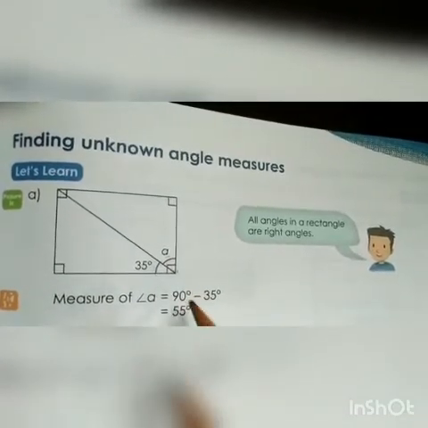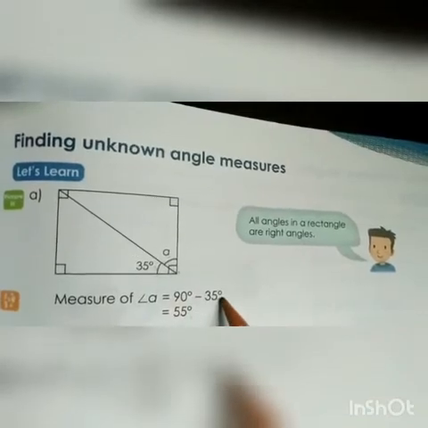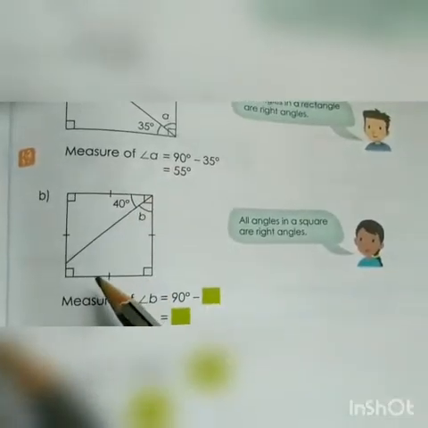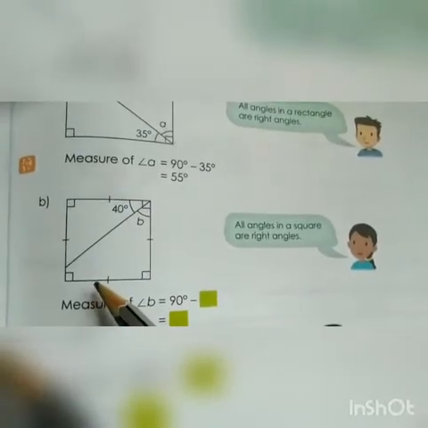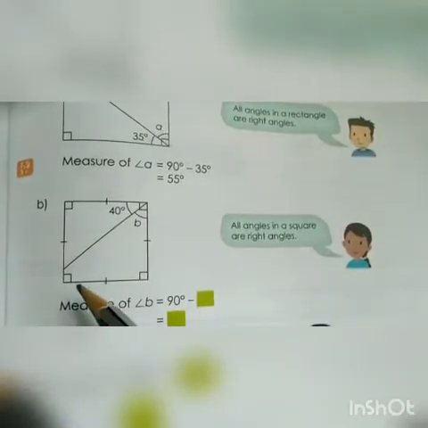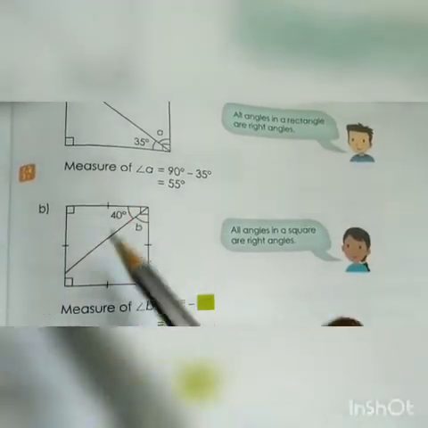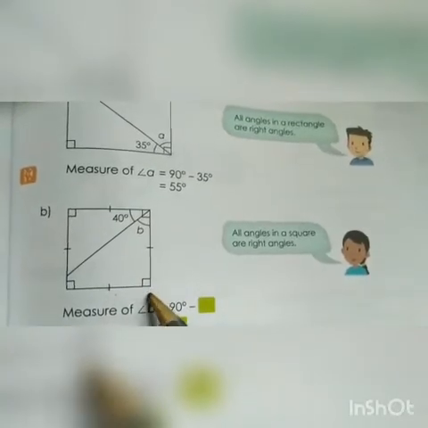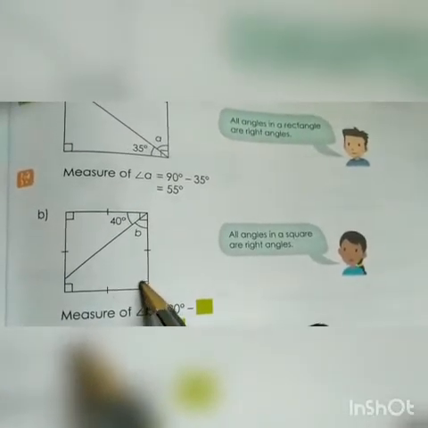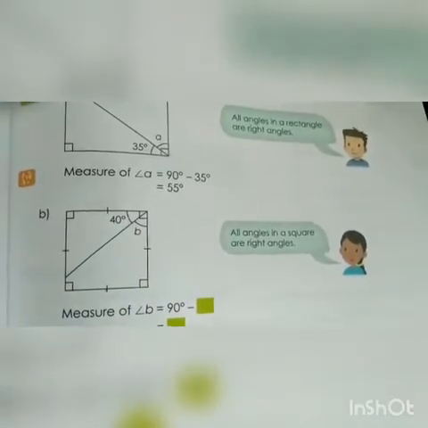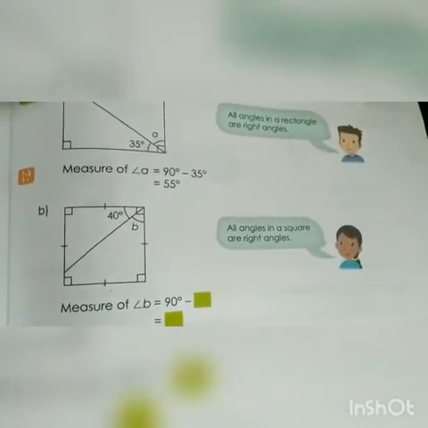55 degree. So 90 degree minus 35 degree is equal to 55 degree. What shape is this? This is a square. How can we say this is a square? All the four sides are of equal length. And similarly, according to the property of a square, all the corners have the right angle. All angles in a square are right angles.